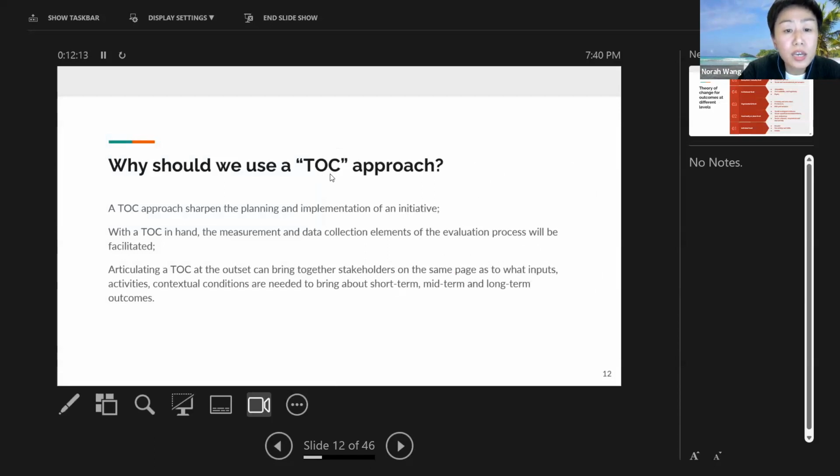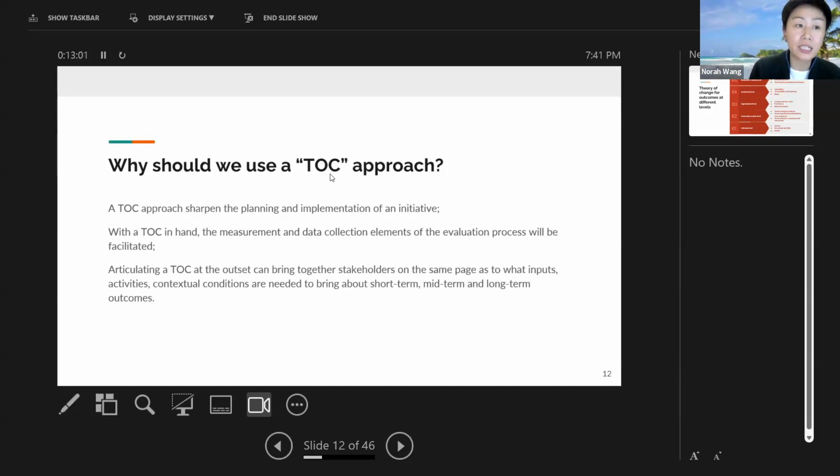So why should we use a theory of change approach? Because the theory of change approach sharpens the planning and implementation of an initiative. With a theory of change in hand, the measurement and data collection elements of the evaluation process are also facilitated. Articulating a theory of change at the outset can bring stakeholders onto the same page as to what inputs, activities, and contextual conditions are needed to bring about short-term, mid-term, and long-term outcomes, right? I understand that oftentimes we also discuss with our funders what inputs, what activities, and what kind of contextual conditions we need.